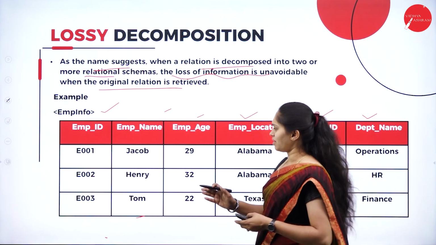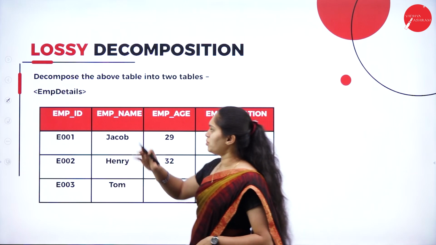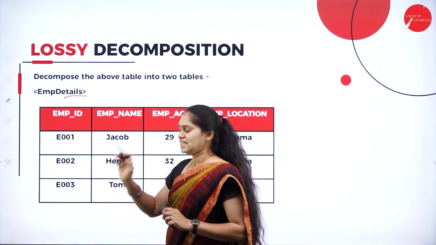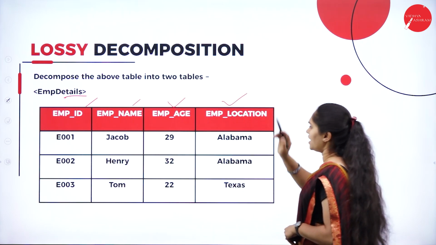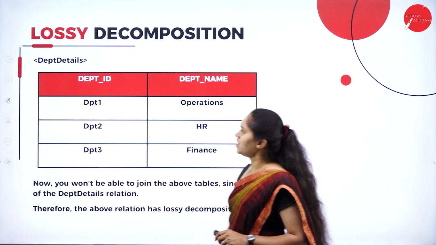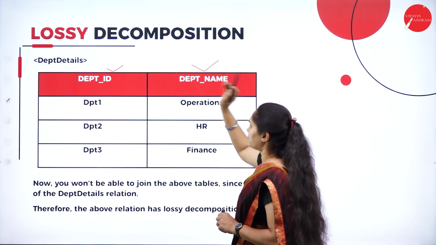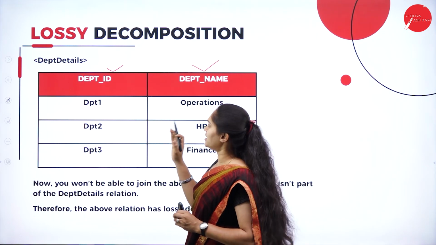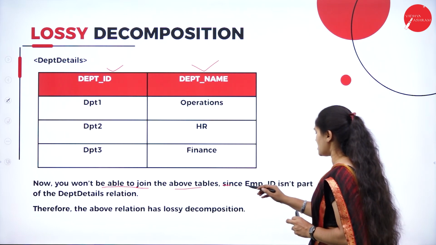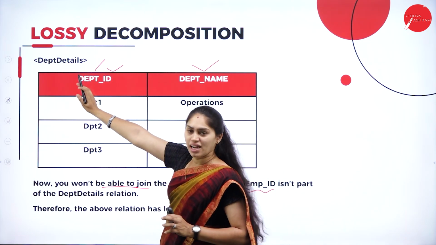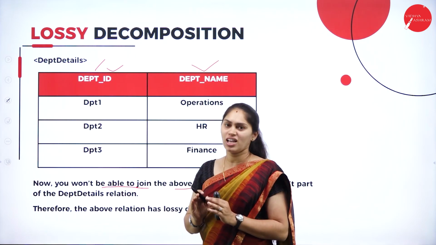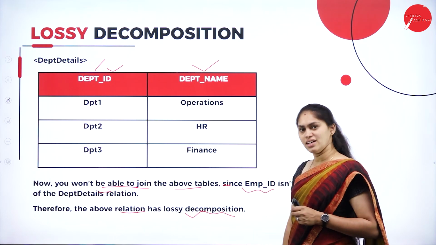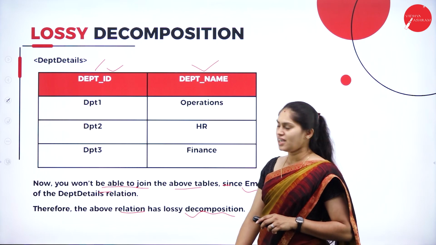I am going to divide this table into a number of tables. That employee info is divided into some tables. The first table is what? Employee details. There I can have employee ID, employee name, employee age and employee location. And I can have one more table called department details. In this we have department ID and department name, but here I don't have employee ID. Why? Because whenever we are doing this lossy decomposition, we won't be able to join the above tables. Employee ID is not a part of the department details. That is why I can't find any common column in both of the decomposed tables. Then we say this kind of decomposition is a lossy decomposition. Fine. This is regarding lossy decomposition.